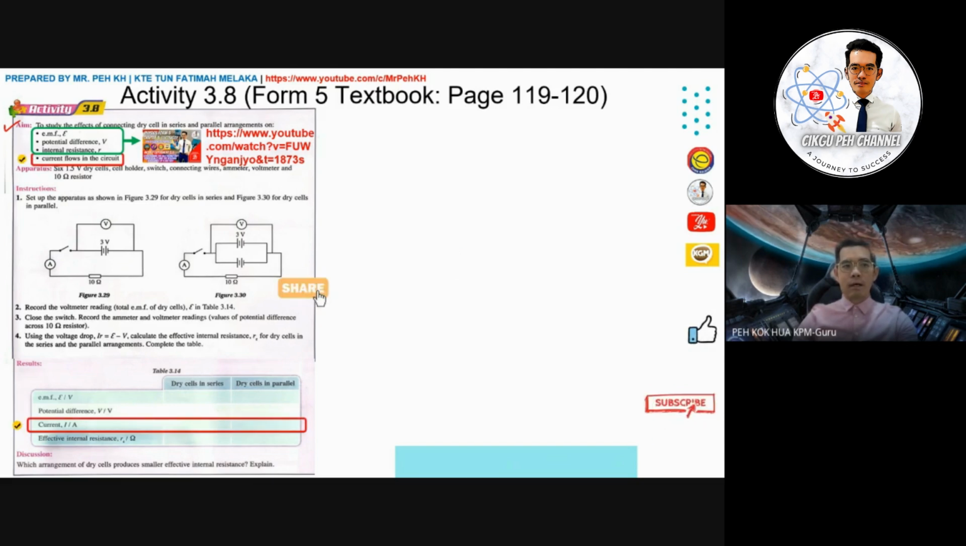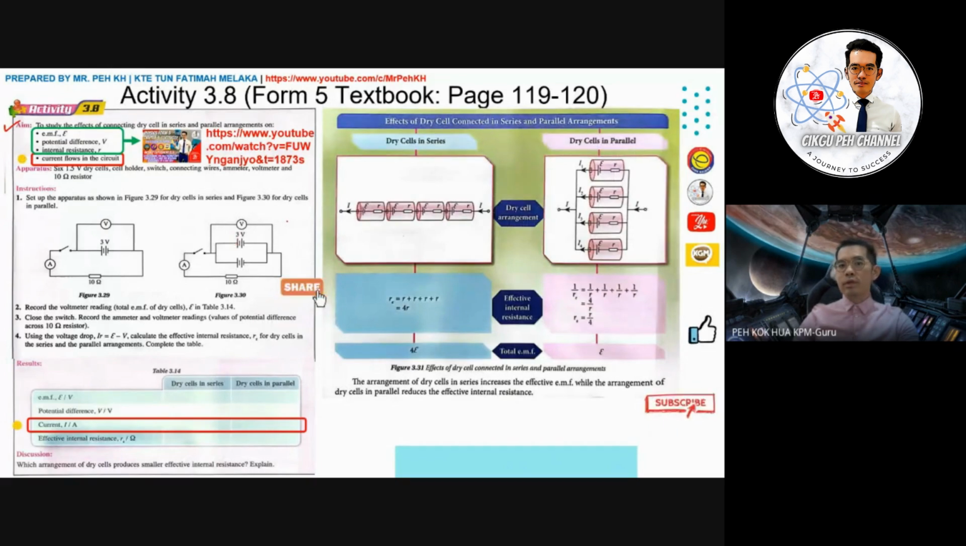Today, I will continue to discuss the effect of connecting dry cells in series and parallel arrangement on the current flow in the circuits. This is the theory in your textbook, and I also already went through it in detail in my previous video. So now I will just explain again what you should know in this activity. The effect of dry cells connected in series and parallel arrangement will be discussed in terms of the effective internal resistance together with the total E.M.F.